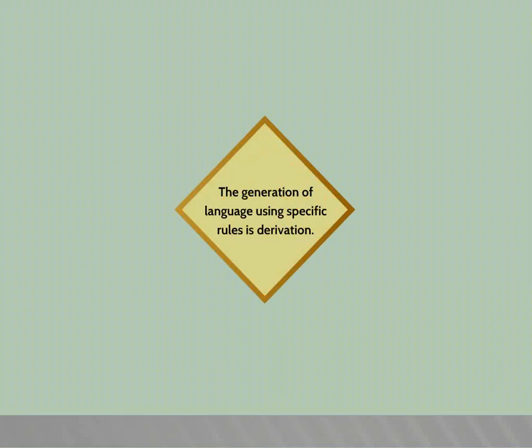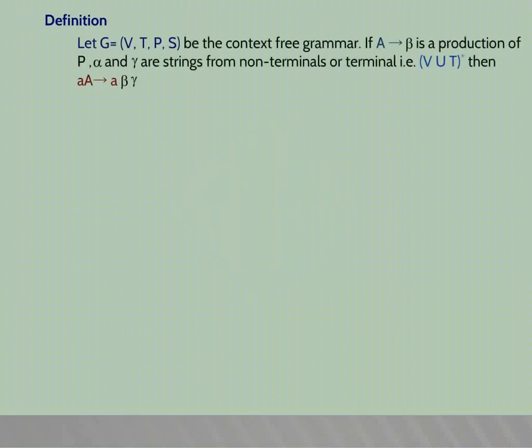The generation of language using specific rules is derivation. Definition. Let G = (V, T, P, S) be a context-free grammar. If A → β is a production of P, and α and γ are strings from (V ∪ T)*, then αAγ ⇒ αβγ.